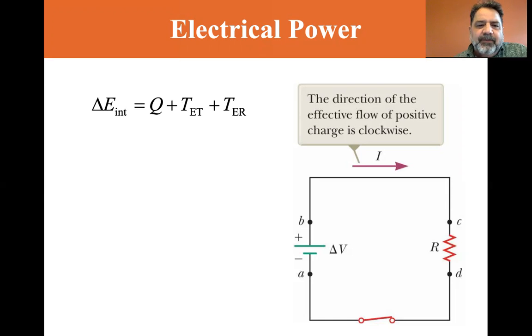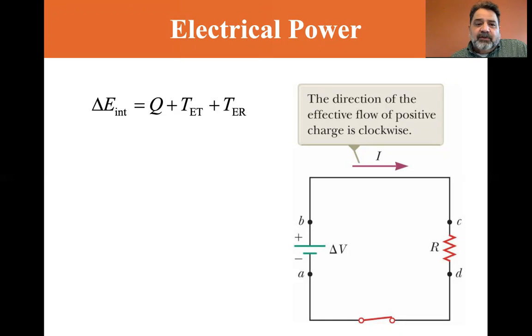The internal energy is equal to heat plus electrical transmission plus electromagnetic radiation. That's the equation that we're going to use. It's a conservation of energy. So the diagram says the direction of the effective flow of positive charge is clockwise. So the internal energy, and right now we're looking between C and D, the resistor. The internal energy is equal to the heating plus the electrical transmission plus the electromagnetic radiation.